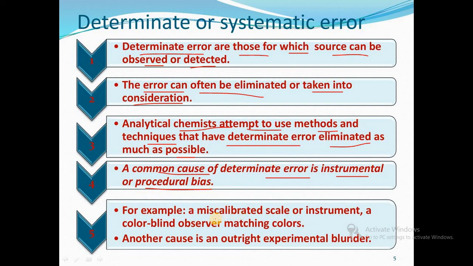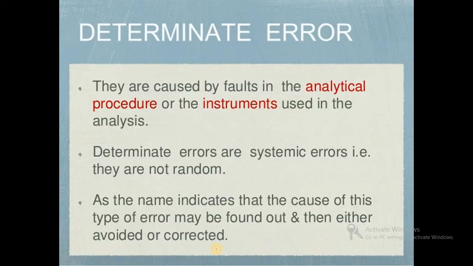For example, a miscalibrated scale of an instrument, or a color blind observation by the person. Another cause is an outright experimental blunder, that is, maybe use of faulty procedures or methods to carry out the experimental system. Determinate errors are caused by faults in the analytical procedures or the instruments used in the analysis.